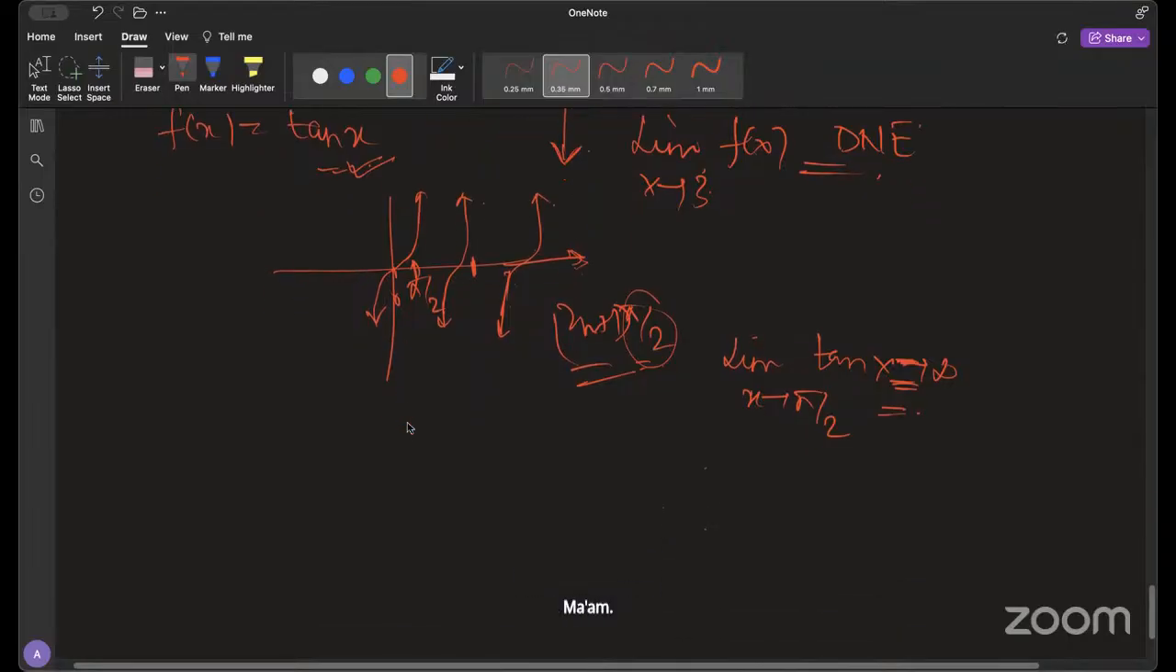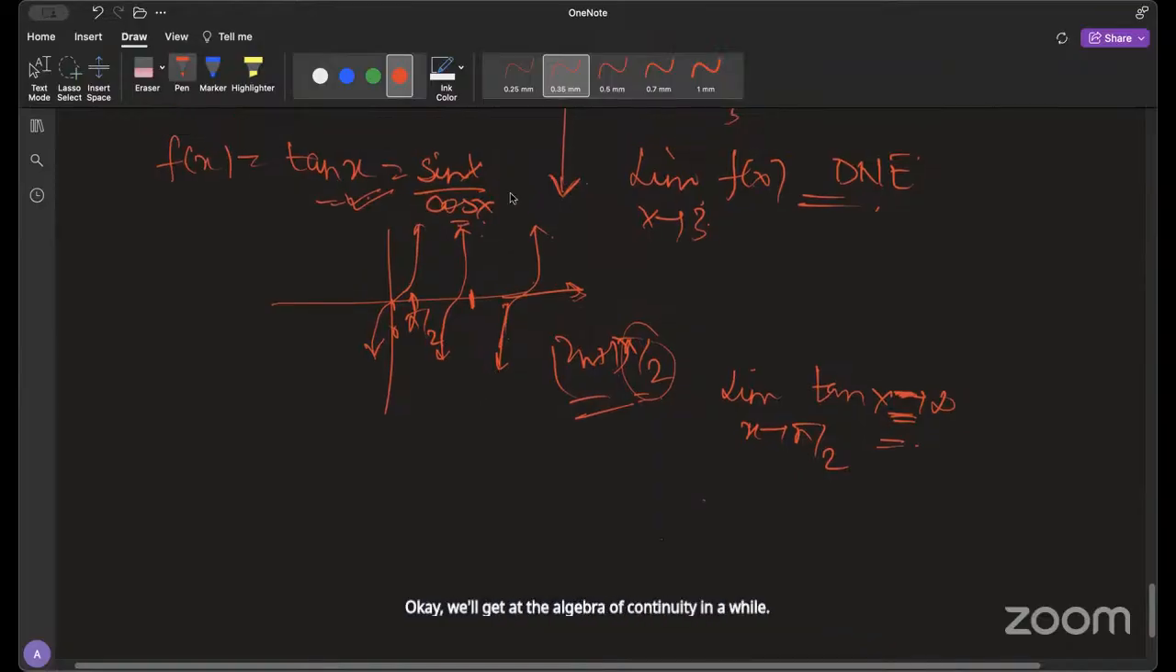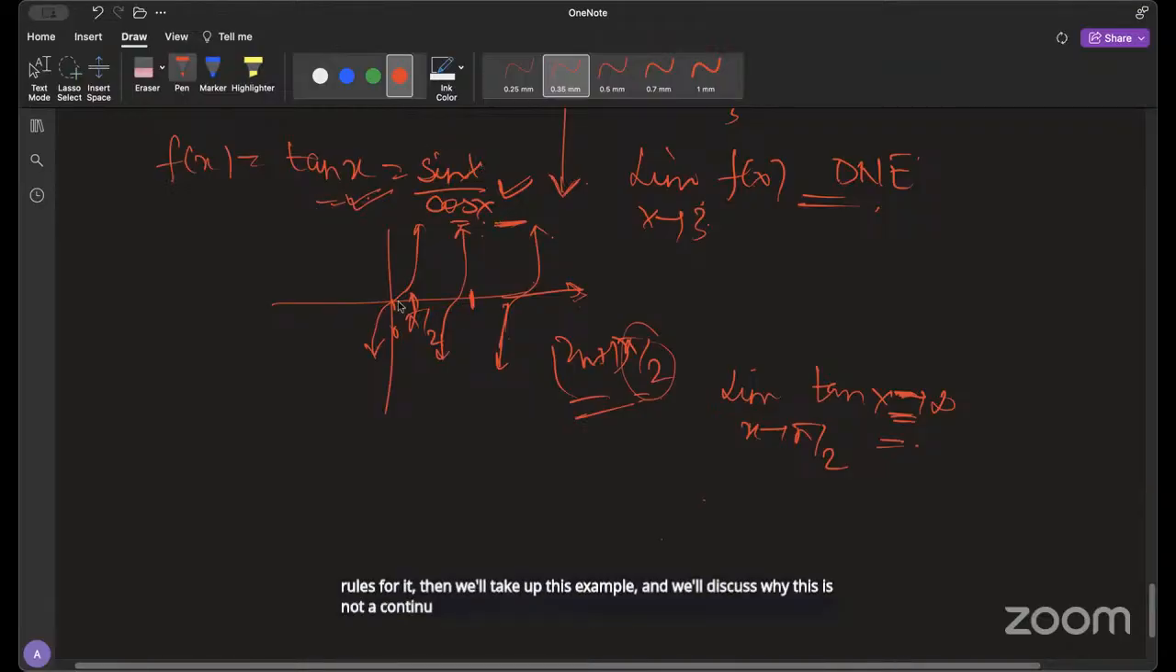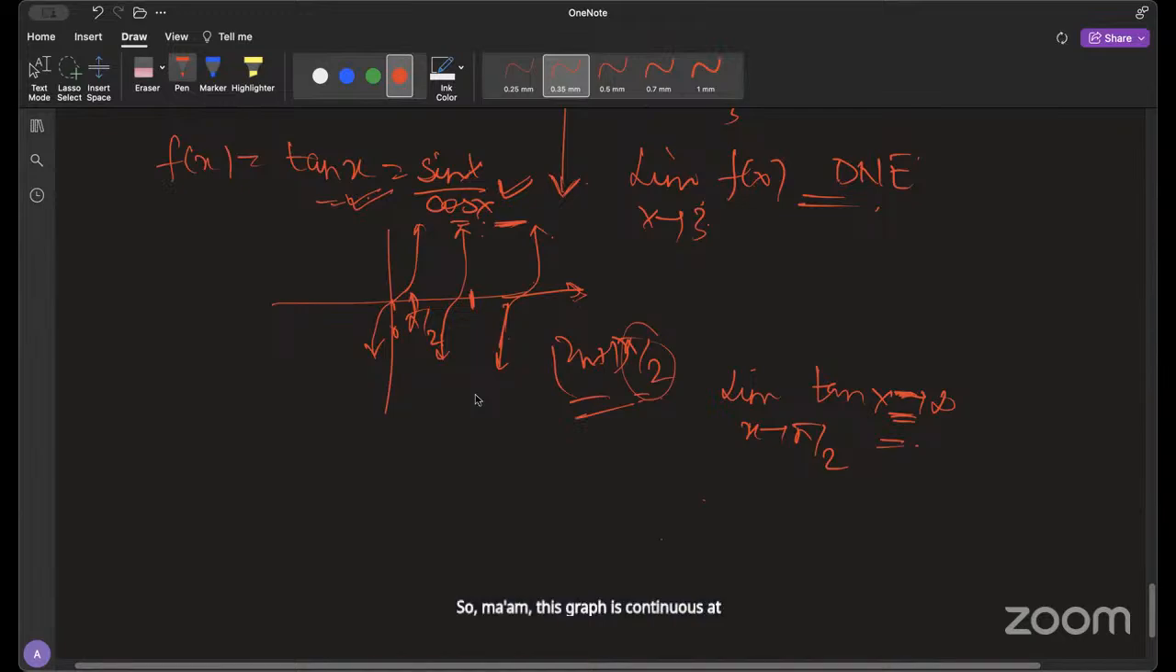Ma'am, can we say tan x is equal to sin x upon cos x? Yes. As sin x and cos x are both continuous functions, we can say tan x is a continuous function. We'll get to the algebra of continuity in a while. When we come to the rules for it, we'll take up this example and discuss why this is not a continuous function at pi by 2. Ma'am, so this graph is continuous from minus pi by 2 to pi by 2, at that fixed domain. Yeah, it's continuous here.